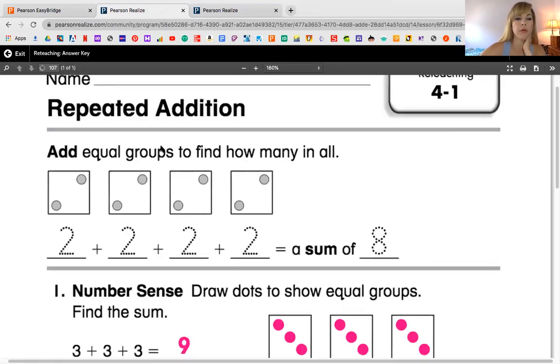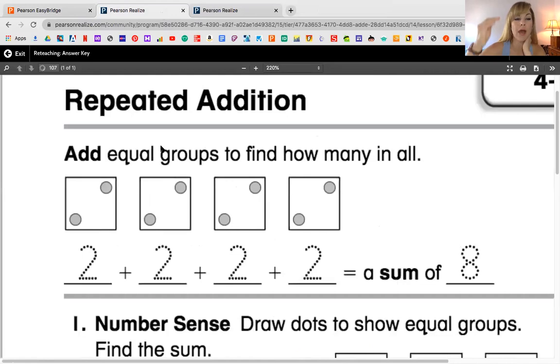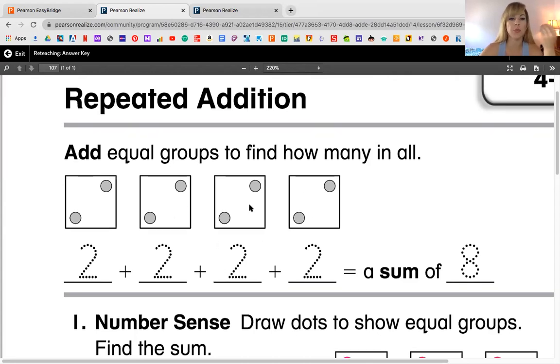So remember, we're doing repeated addition, and that's where you add things repeatedly. You're adding the same number over and over again. These squares have 2 dots in them. There's 2 dots here, 2 dots here, 2 dots here, and 2 dots here. So instead of me saying 1, 2, 3, 4, 5, 6, 7, 8, you could just add it faster by doing repeated addition. So 2, 4, 6, 8. So 2 plus 2 plus 2 plus 2 equals the sum of 8.